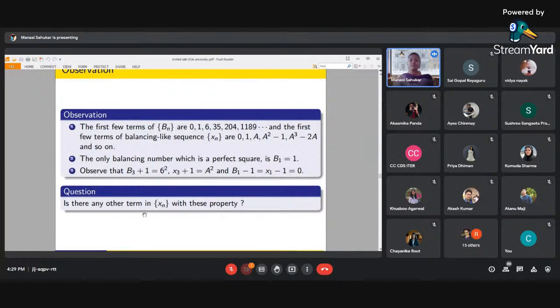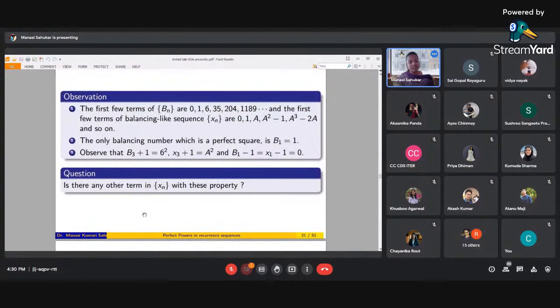The same property holds if I subtract 1: B1 minus 1 and X1 minus 1 are both 0, which we already know is a trivial power. So we are getting some non-trivial solutions for the almost perfect power or almost perfect square. We are getting these by observing, but we are trying to prove whether any other solution exists with these properties.